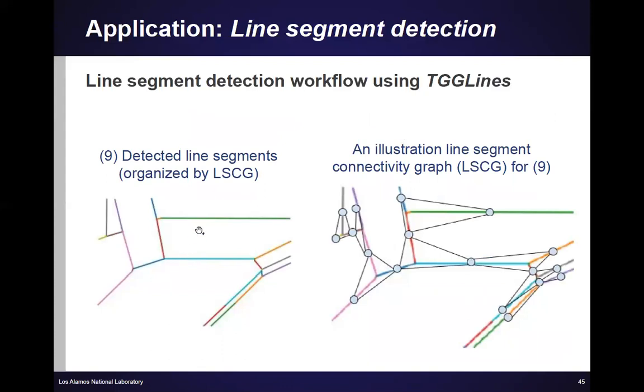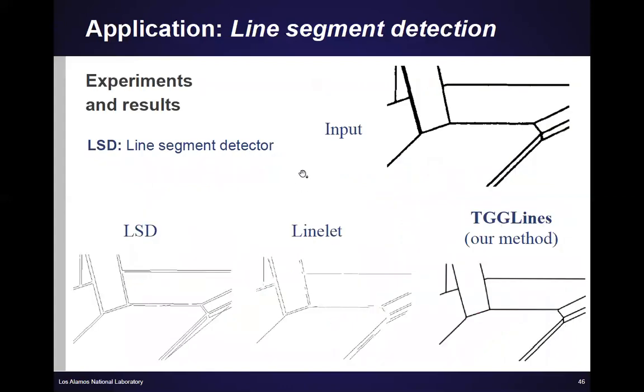Then this example shows the detected line segments using our TG lines, organized by the line segment connected graph. This figure shows how the line segment connected graph works. For each path in the original skeleton graph, we use a node to represent it in the line segment connected graph. If two paths are connected, we use a line to connect them. Then let's see some experimental results.